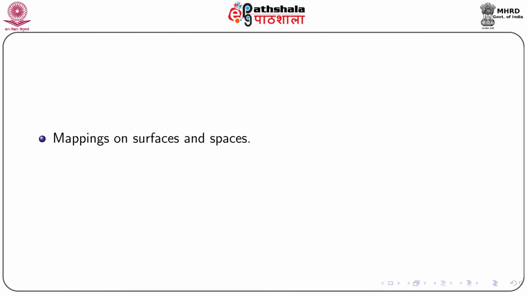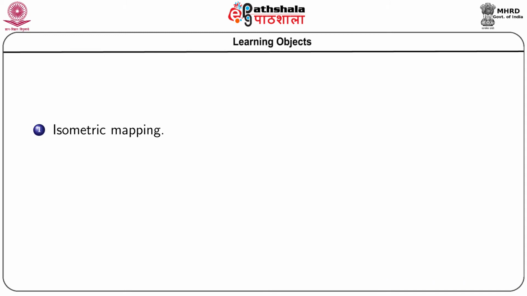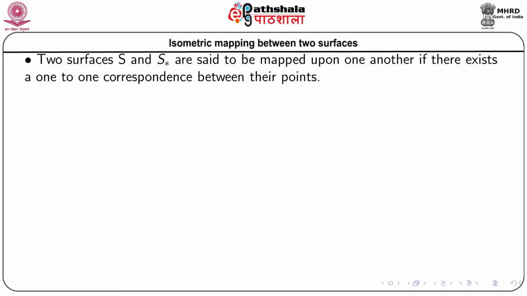So, in module 2 of chapter 10, we shall learn about mappings on surfaces and spaces. Here we have two learning objects. The first one is isometric mapping and the second one is conformal mapping. So, we shall learn about these two types of mappings in this module. Now, let us see what is isometric mapping.